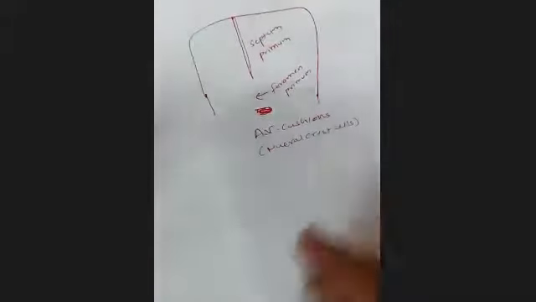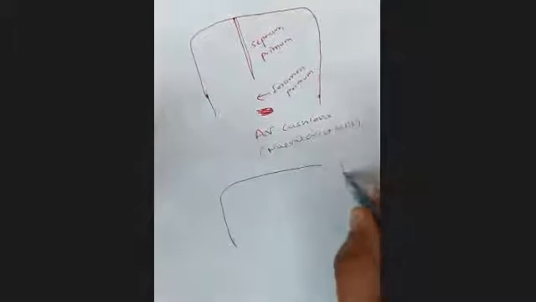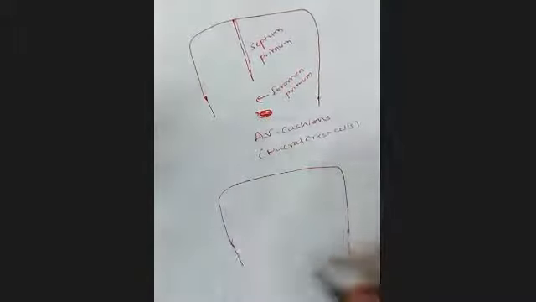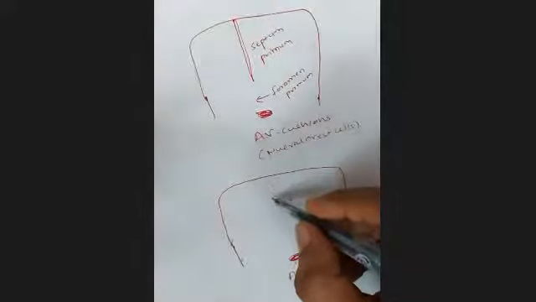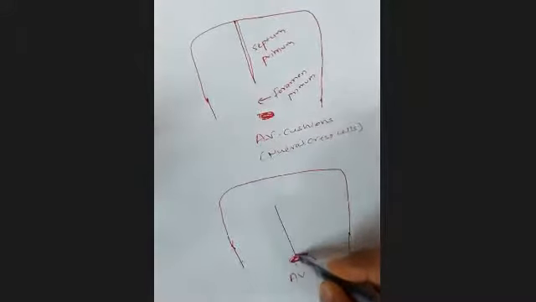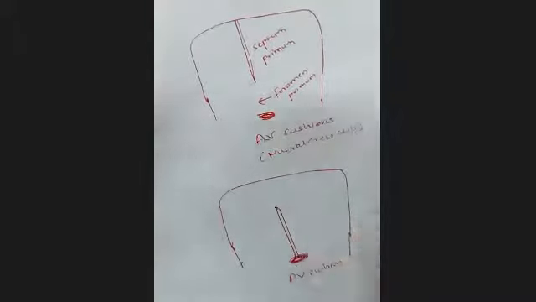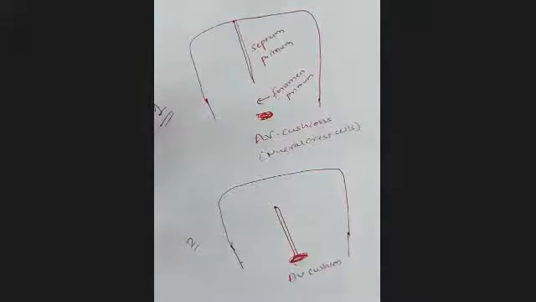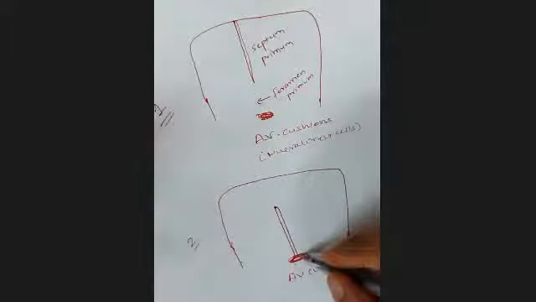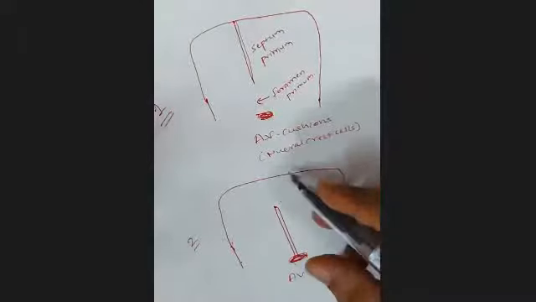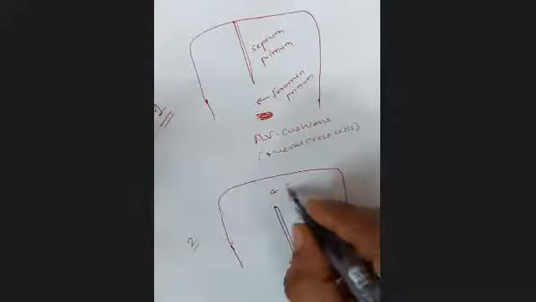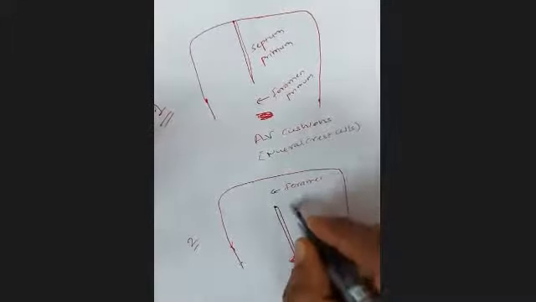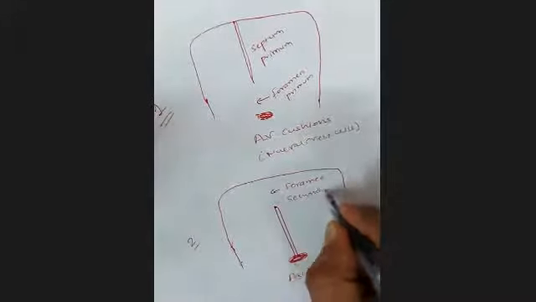Now, beyond this, here is the AV cushion. This is step 2. The septum primum now breaks off from the roof and gets attached to the AV cushion. But in that process, a foramen is formed here, which is now called the foramen secundum.